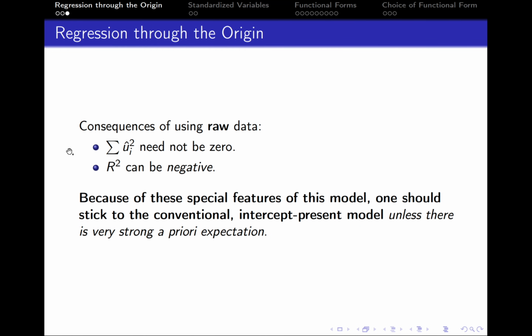Therefore, actually, for the reason that it might be negative, some econometricians, some economists prefer not to report R squared when they estimate regression without an intercept. So therefore, because of these 2 special features, it is very much recommended to use the conventional intercept-present model, so the model with the intercept, unless there is a very strong a priori expectation, unless your theory dictates you that you should delete the intercept and proceed with the model without an intercept.